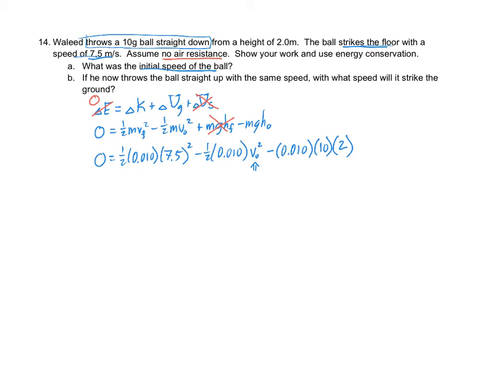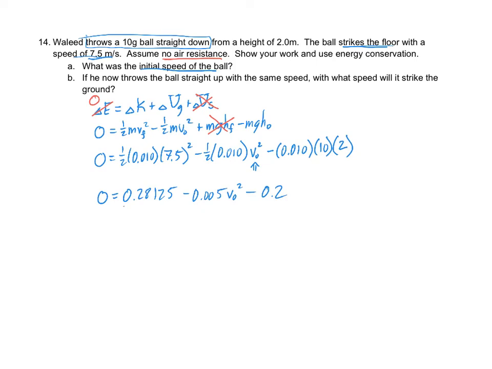So the first thing I'm going to do is go ahead and simplify a little bit. I know for some people the algebra here is a little bit daunting, so I'm just going to simplify a little bit first. So 0 equals 0.28125, and then minus 0.005 v naught squared. And then over here, that's 0.010 times 10 times 2, which is 0.2, like that.